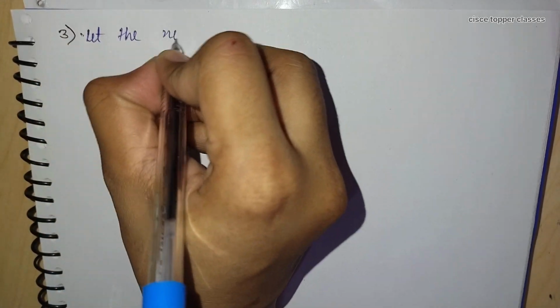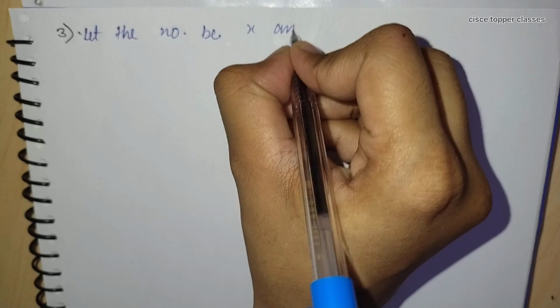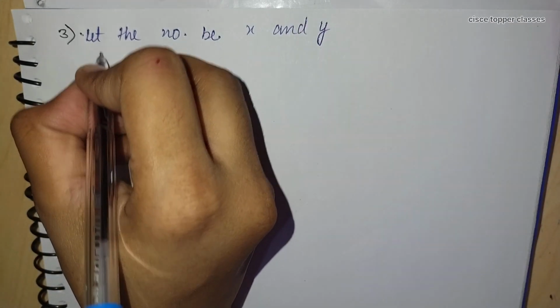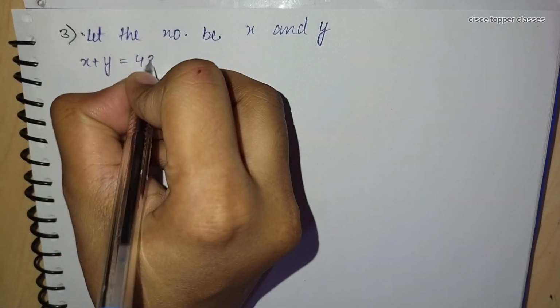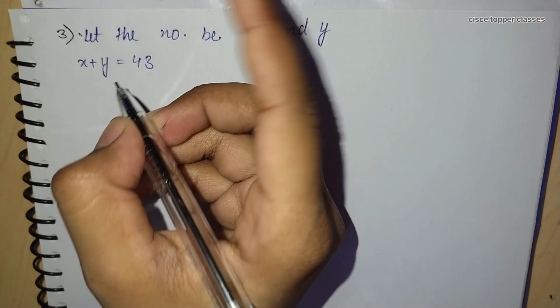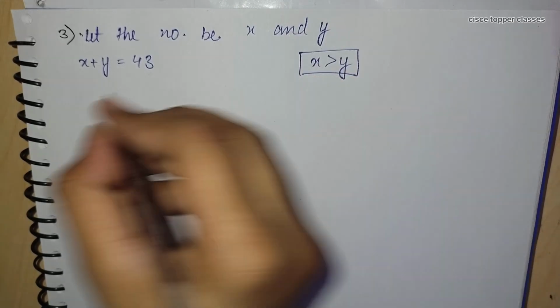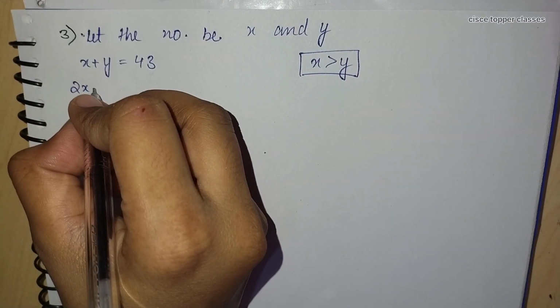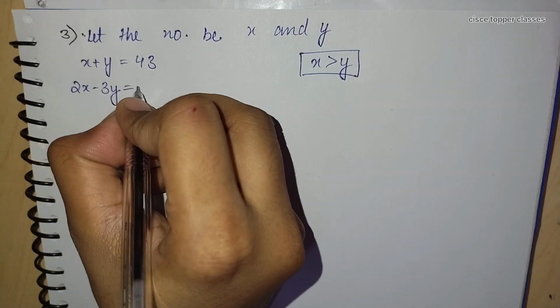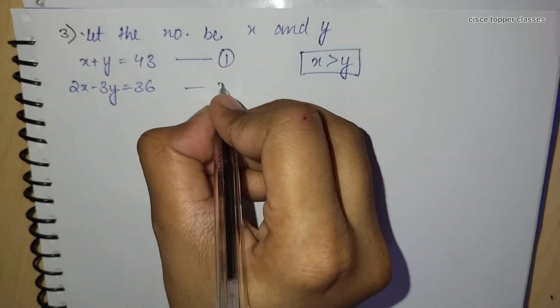Here we are going to solve question number 3, which is, the sum of two numbers is 43, and if the larger is doubled and the smaller is tripled, the difference is 36. We have to find the two numbers. So let the numbers be x and y. The given information is the sum is 43, and the difference is, if the larger is doubled and the smaller is tripled, so let x be the larger number than y. So 2x minus 3y is equal to 36. Let it be the first and second equation.